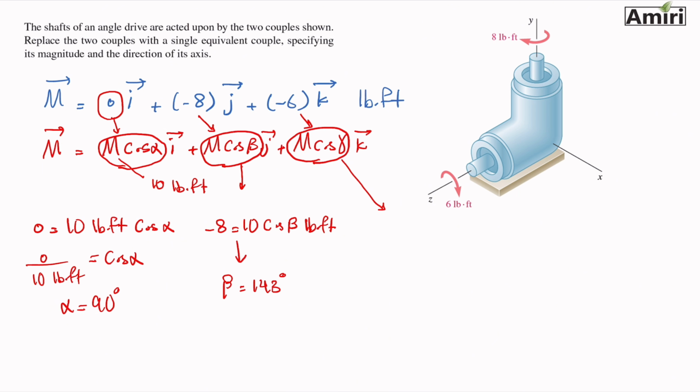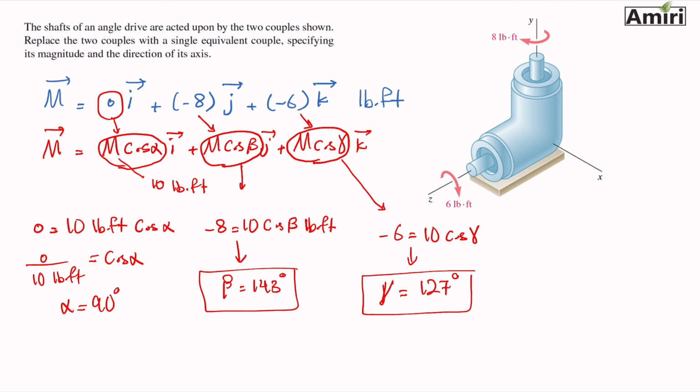And if you go 10 cosine gamma, then your gamma is going to be 127 degrees. So these three coordinate direction angles, I have a lecture on this, I have many problems on this if you would like to rewatch them, are the direction of the axis of your moment. Thank you very much.